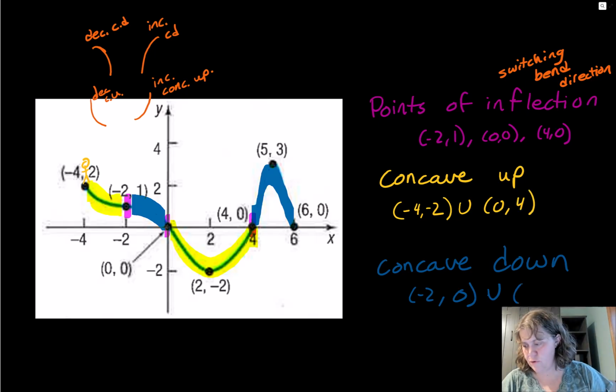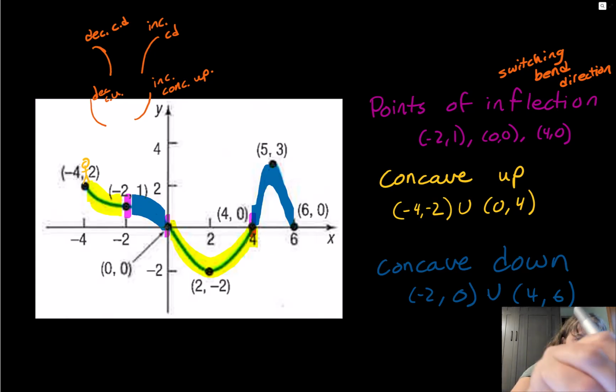And then from 4 to 6, we're concave down. I don't want to include the endpoints in brackets. You aren't technically wrong if you put square brackets on here and here.